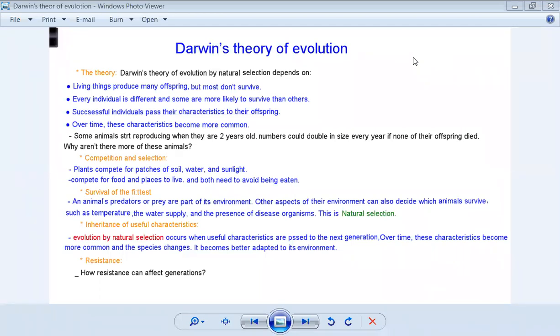Okay, the second idea is that every individual is different and some are more likely to survive than others. Guys, I need you to take out your notebooks and write these notes with me, okay? Each offspring is different, and some of them are more likely to survive because they have strong features. They have good health, a strong body, good immunity. So they can compete for food, they can fight with others, so they can survive more than the weak or unhealthy ones.